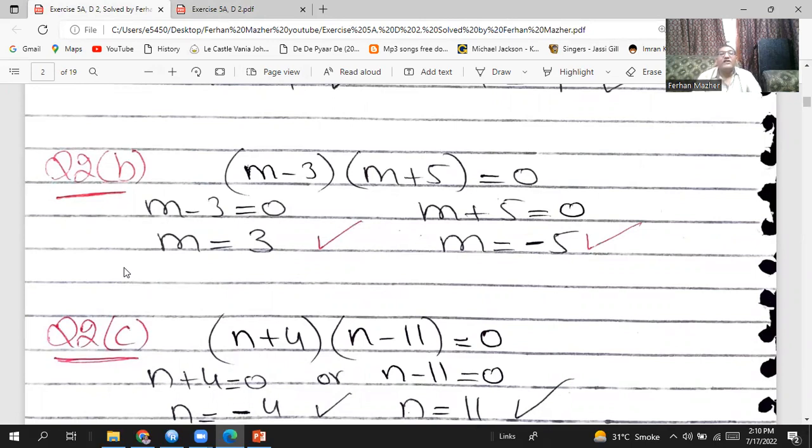So m minus 3 is equal to 0. So m will be equal to 3. M plus 5 is equal to 0. So m will be equal to minus 5. When you take plus 5 to the other side, it will become minus 5. So there are two solutions of this equation. One is 3, the other one is minus 5.